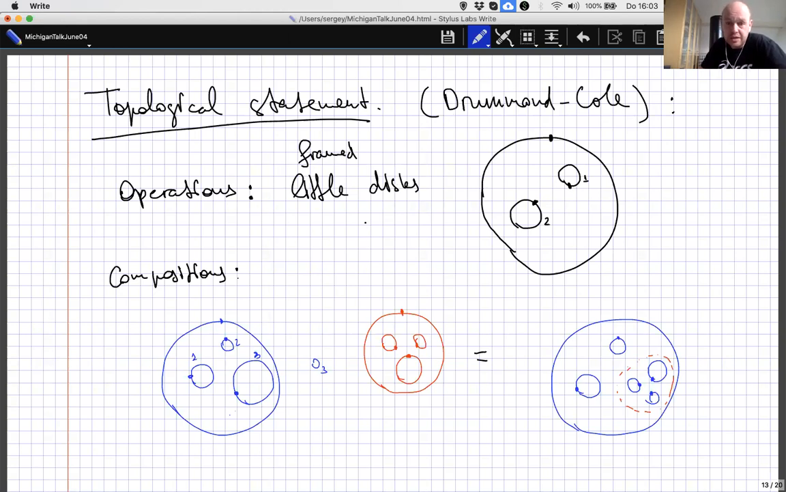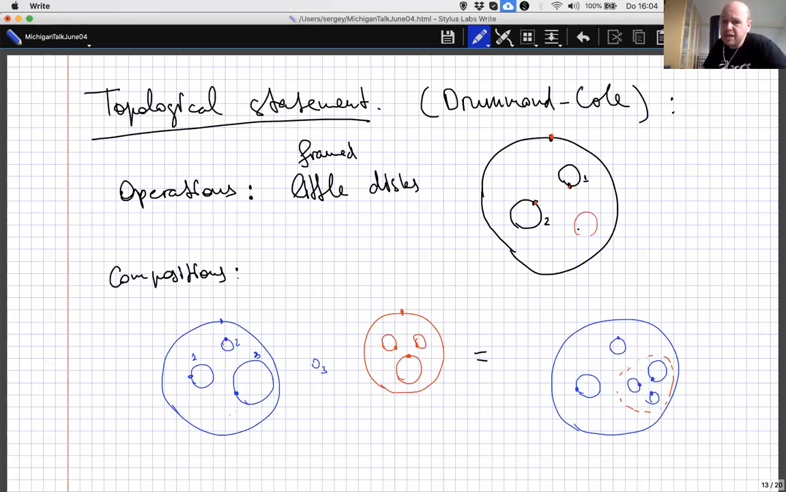So consider the so-called framed little disks. Namely, I consider the configuration spaces of small disks with one label on each, on the boundary of each small disk, embedded in a big disk, where probably I will always want to have my label on the top, right? So just configuration spaces of these disks, and the disks are labeled.